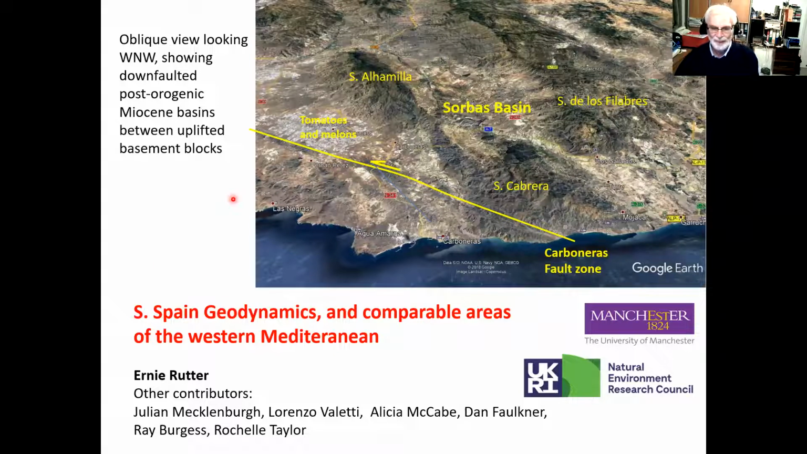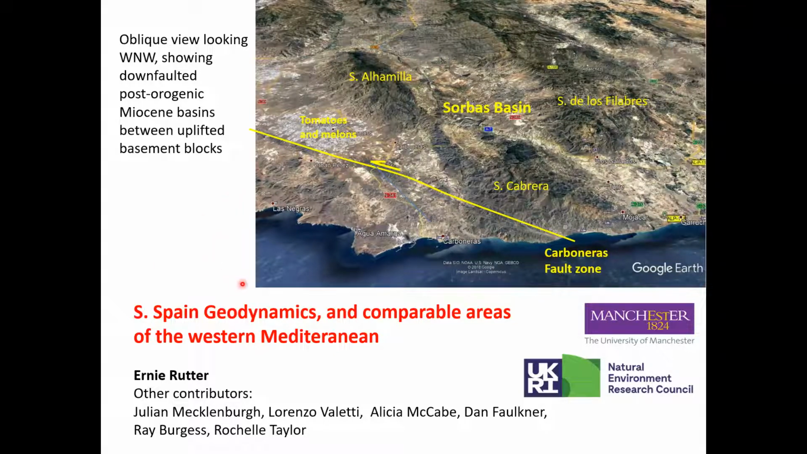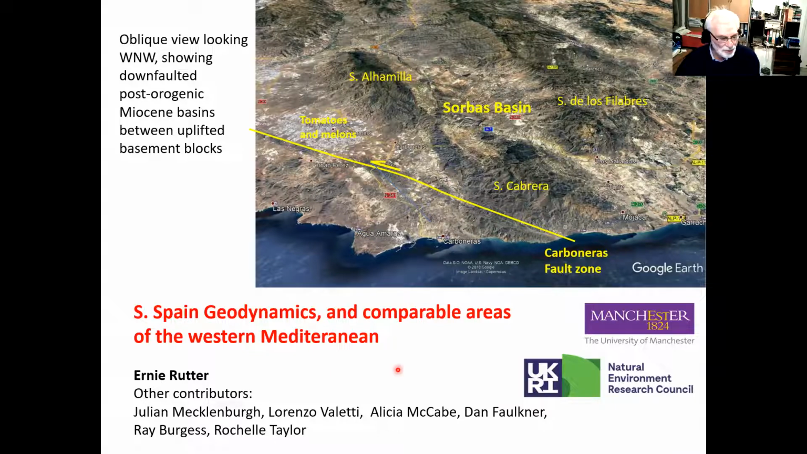So the idea here is to talk to you about the particular kind of geodynamic situation which exists through the Upper Miocene and towards the present, particularly in southern Spain, but also in similar areas in the Western Mediterranean.